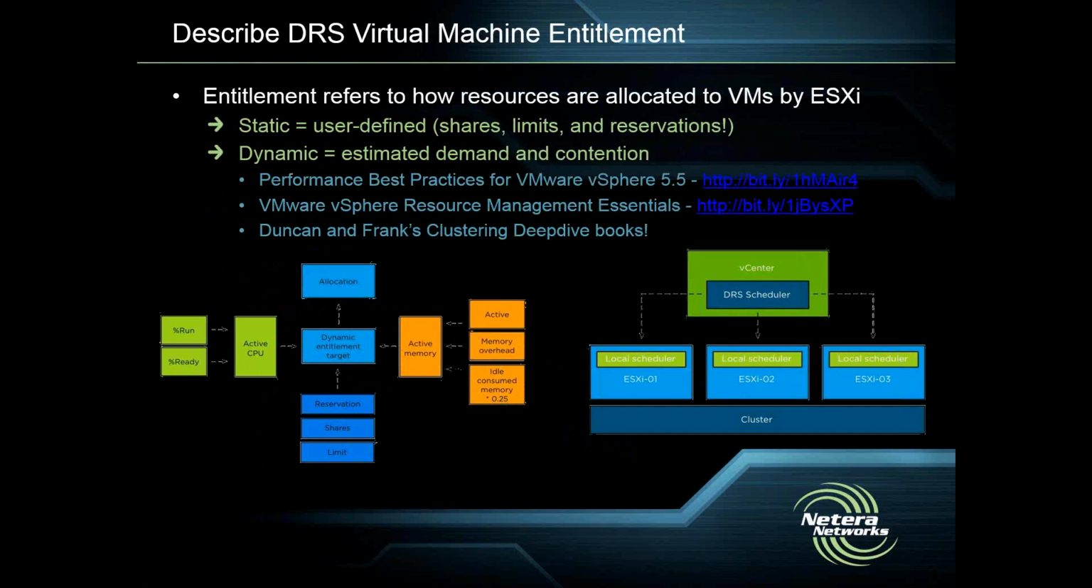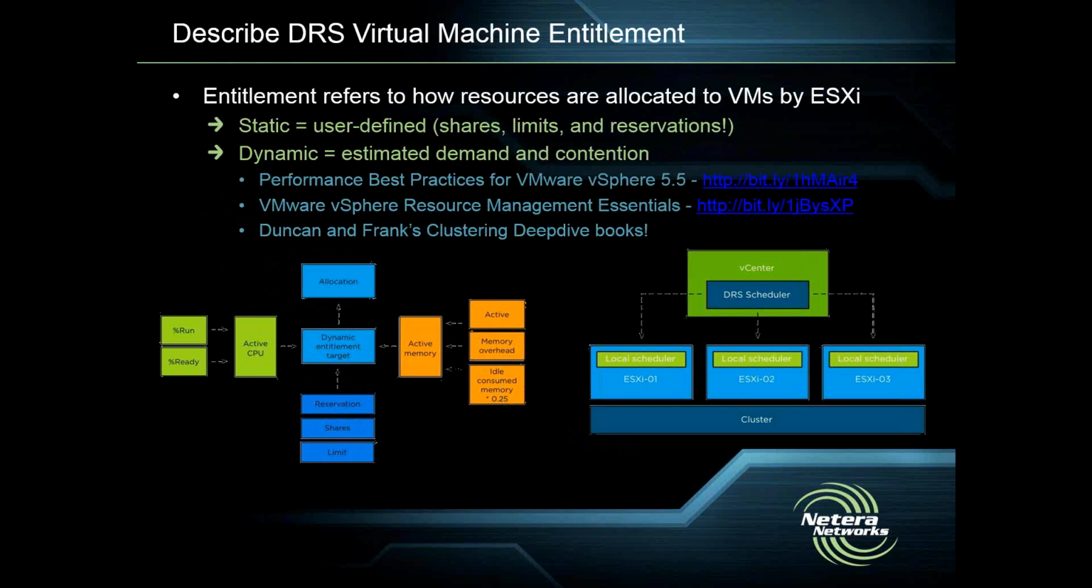With regard to the diagrams, the diagram to the left shows how dynamic entitlement and really how the virtual machine's resources get allocated entirely, not just from its dynamic calculations, but also from the static calculations, which we can see down here, the reservation, shares, and limits. A couple of things to keep in mind: the dynamic entitlement comes from what the VM is actually using with regard to CPU and memory.